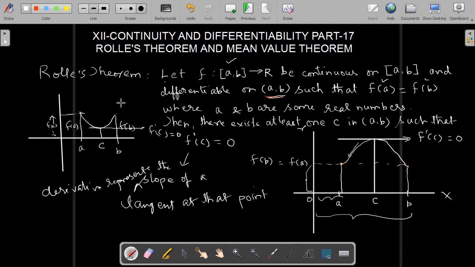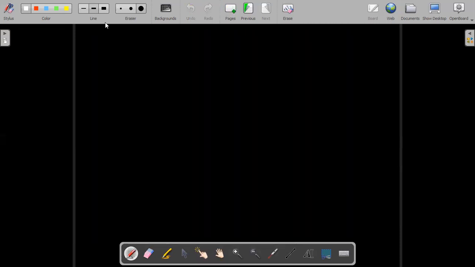Okay. So how does the question come to verify Rolle's theorem? The question will be given, and you have to just verify Rolle's theorem. So I will tell you the method to verify Rolle's theorem.